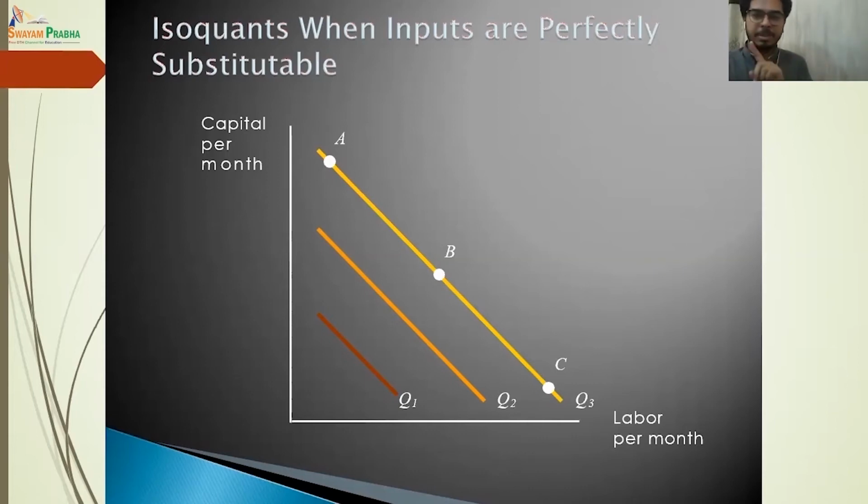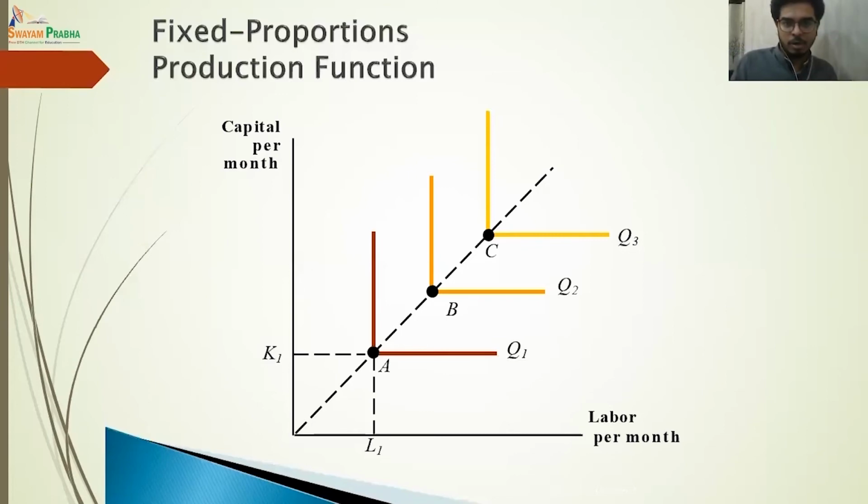So if labor and capital, so a car and a driver, this is probably a complementary example, it's not the right example. But if I have, say, producing something where I can replace labor with capital, probably a robot and a human being, then I will get this kind of straight lines. What we observe in case of fixed proportion production function, this is nothing but the complementary production function.